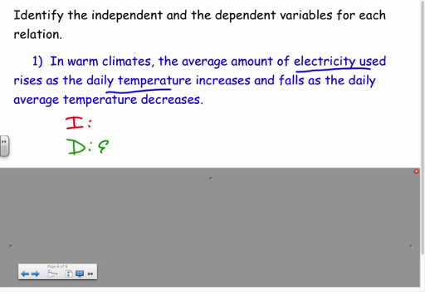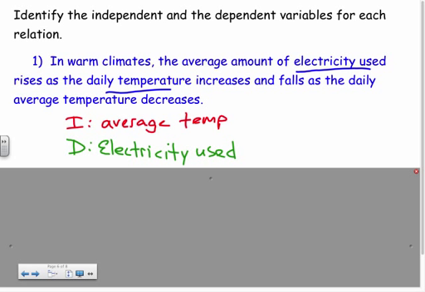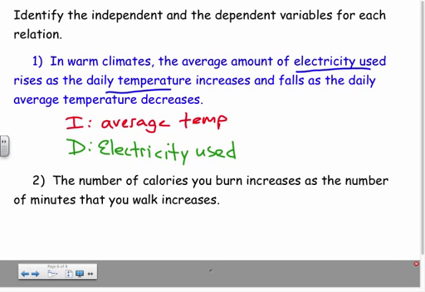So the electricity used, right? That depends on the average temperature. So the average temp would be your independent variable, right? Because the electricity depends on that. So same thing with the other one. Look for which one depends on the other.